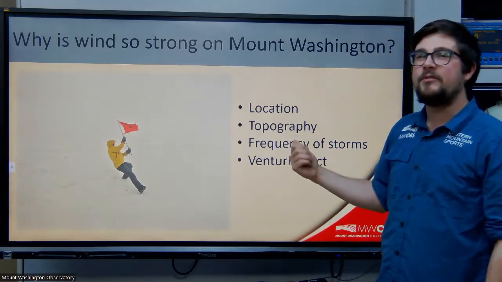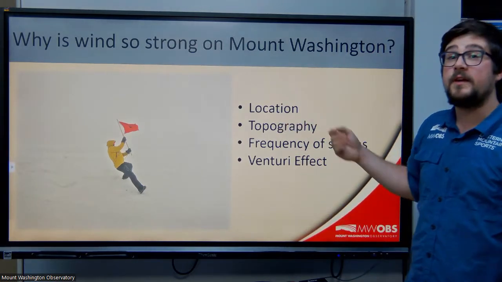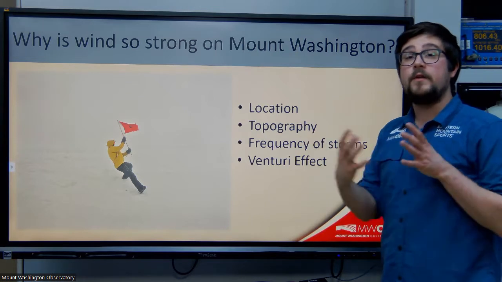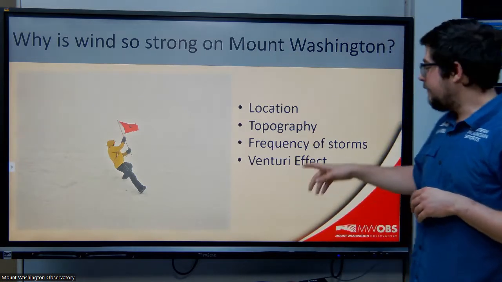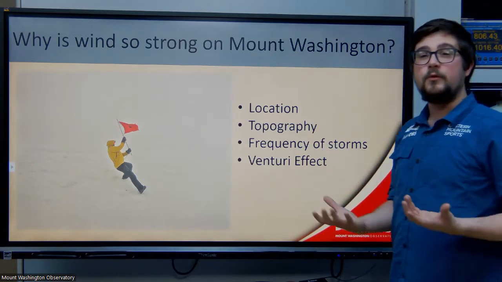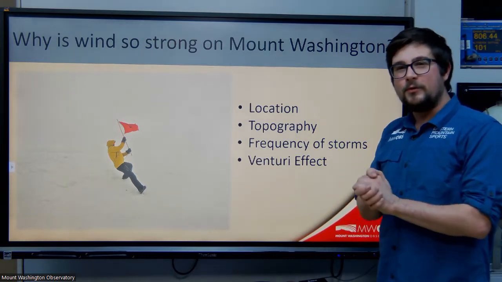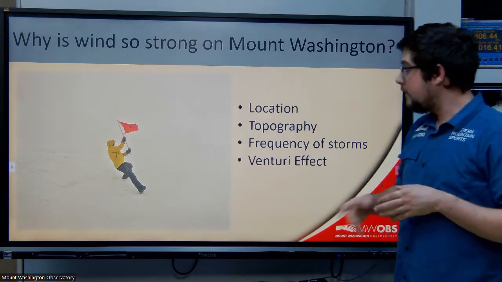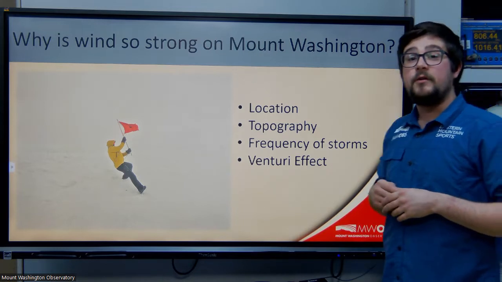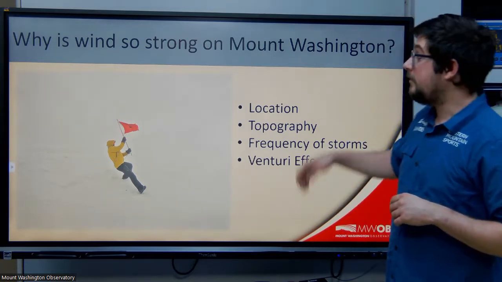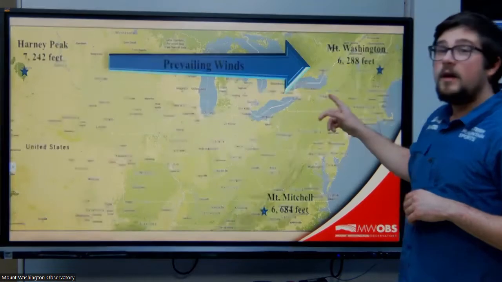So it's a combination of factors, including our location in the United States, our topography or the terrain you could think of, the frequency of storms, storms like those big nor'easters, those mid-latitude cyclones we talked about a little bit with the air masses unit. And then finally, the Venturi effect, which I'll talk a lot more about in just a couple of slides. And so first, it's all about location.